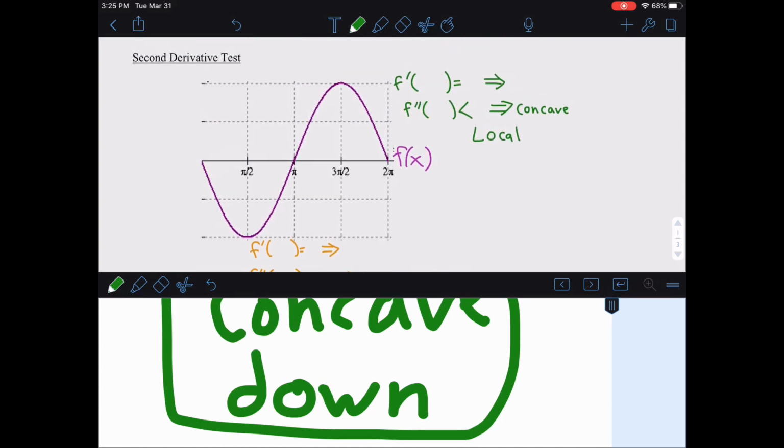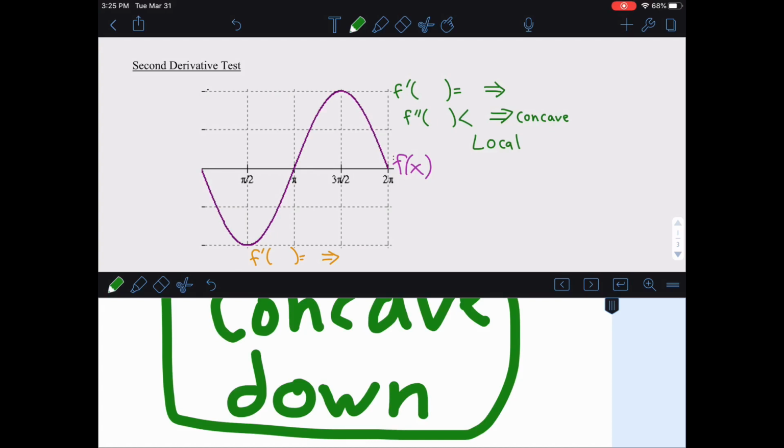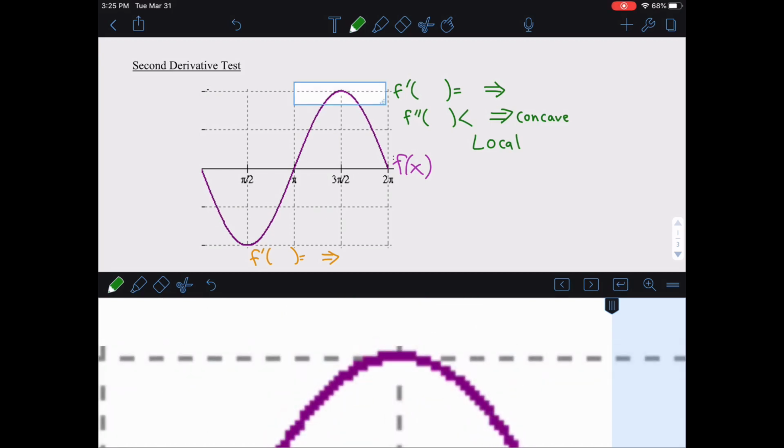Take a look at my graph back up here of f of x. First of all, where do you see a critical number? And secondly, where do you see a critical number where it's concave down? There's only one place on this graph where I see a critical number and the shape of the graph is concave down, and that's going to be up here at 3 pi over 2.